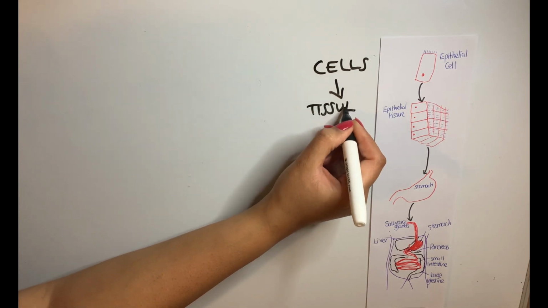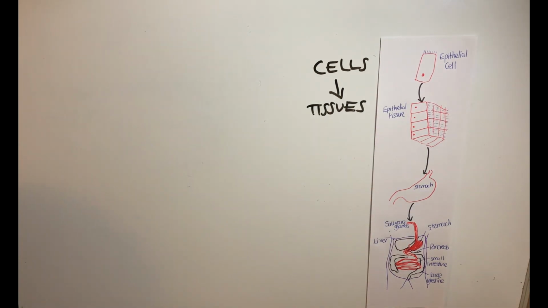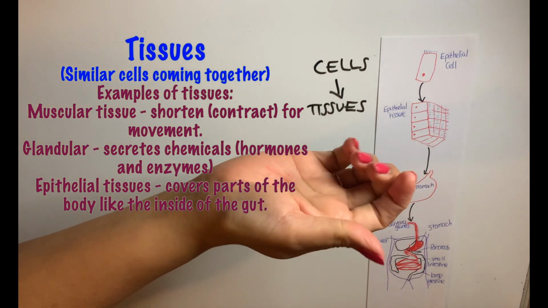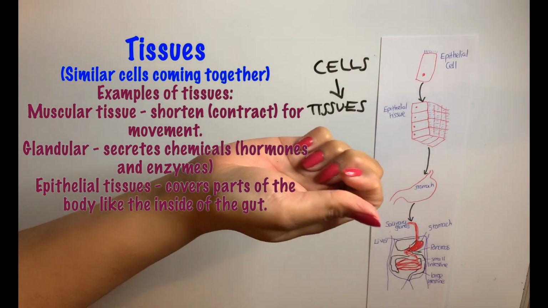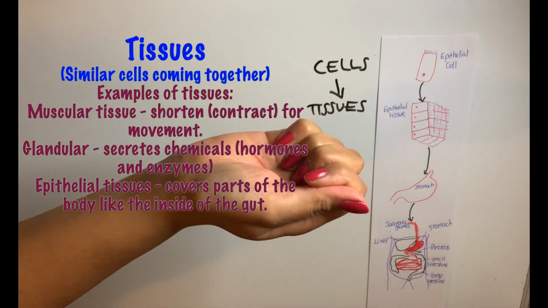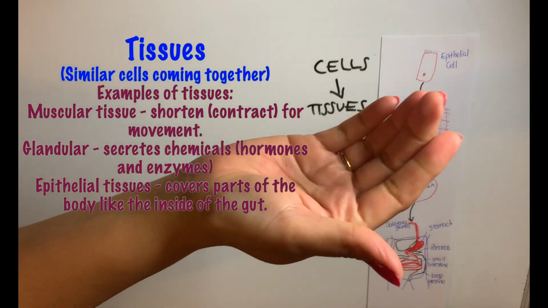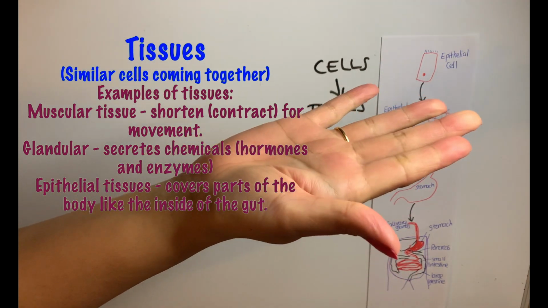So similar cells get organised into tissues. And the tissues are the group of cells working together for a particular function. So for example, if we have muscular tissues, they contract, which means that they shorten, and that will therefore move whatever the muscular tissues are attached to.